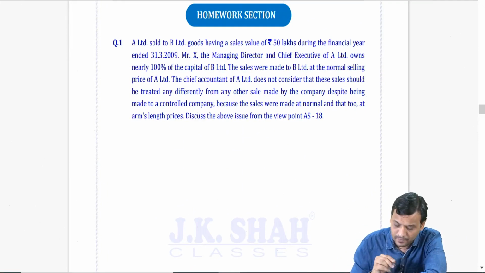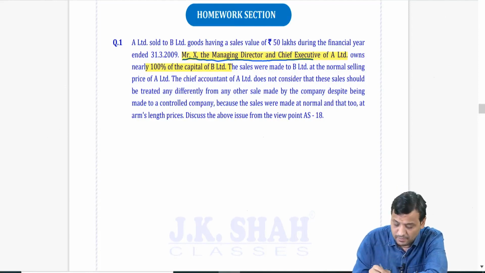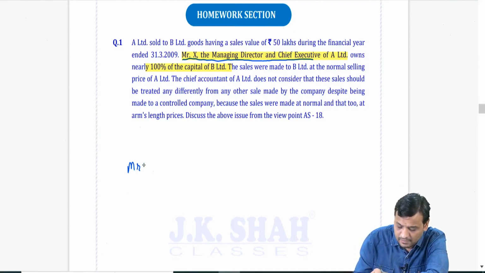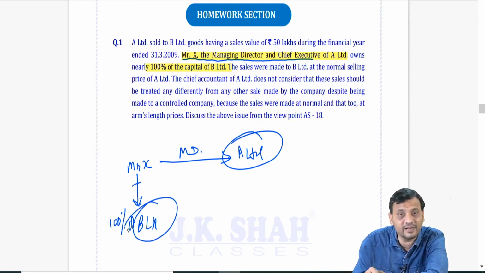discussion on it. A Limited sold goods to B Limited having sales value of 50 lakhs during the financial year 31st March 2009. Mr. X, the managing director and chief executive. Can I say Mr. X is managing director and chief executive? What does it mean, friends? He is a KMP of A. He owns 100% of B. So, can I say A and B are related? Because Mr. X is holding 100% of B and X is managing director of A Limited. So, can I say by default A and B Limited, they are related party?